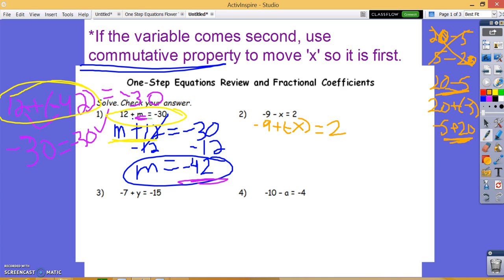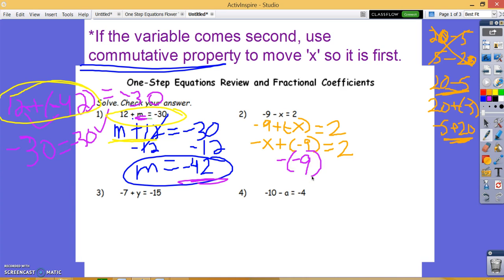And now I'm going to switch them because it's an addition problem now, so I can just flip-flop them around. Negative x plus negative 9 equals 2. Now, we can go through our step-by-step process. What is happening to x? We are adding negative 9. So to reverse add, I would subtract, and my evil number is negative 9.